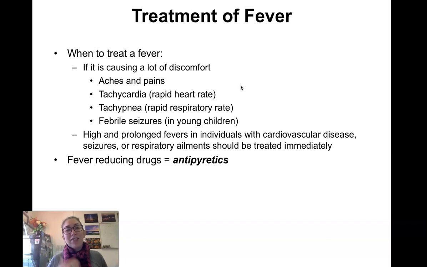It can also increase your heart rate and your breathing rate. One time when my daughter was young and she had an infection and a high fever, I started to get kind of nervous because I noticed her breathing was very fast. But that's a normal sign of fever, and once the fever was treated, she went back down to normal breathing.